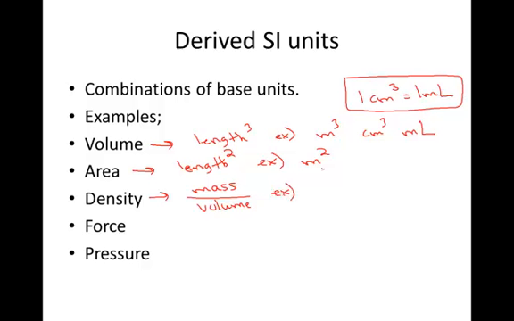So, as an example of units you might see, grams per milliliter. We read that as grams per milliliter. Do you see the mass and the volume in there? It's mass divided by volume. It's a combination of units.